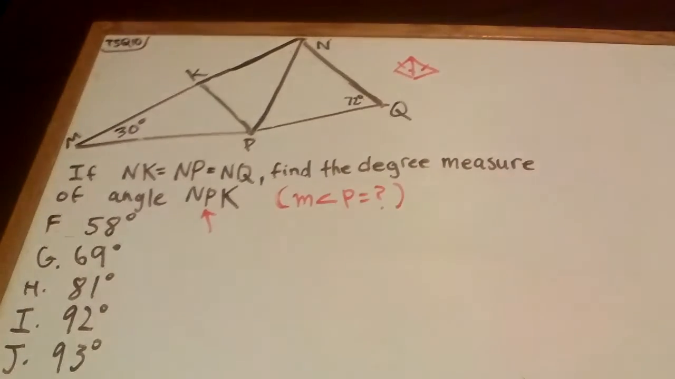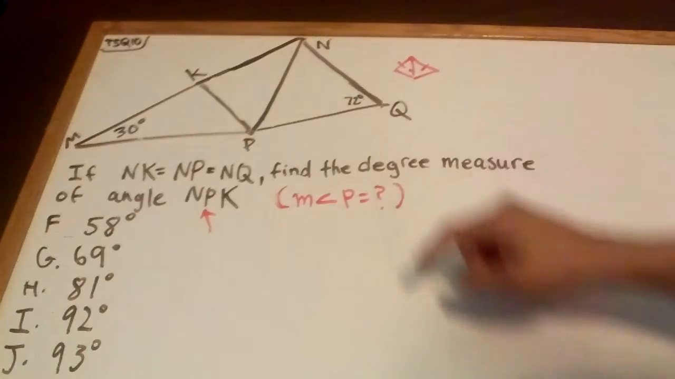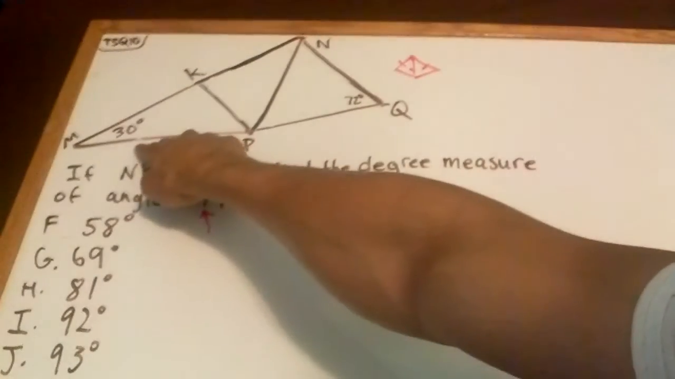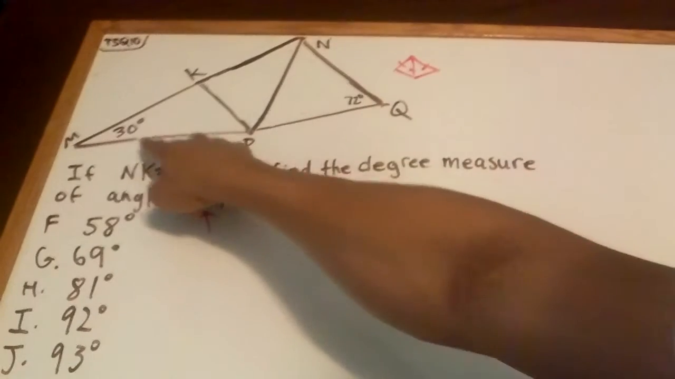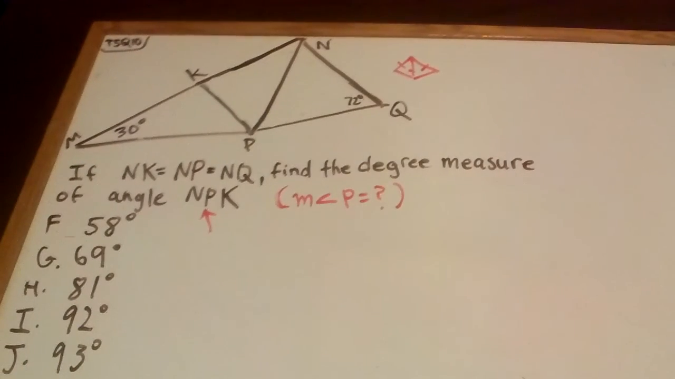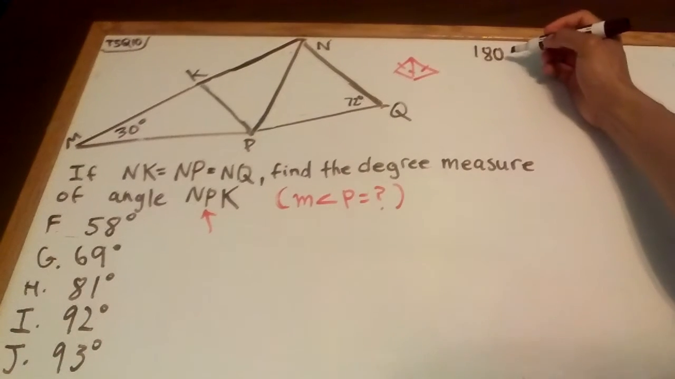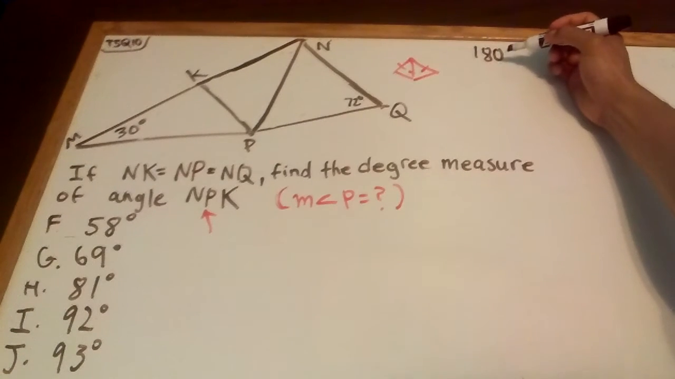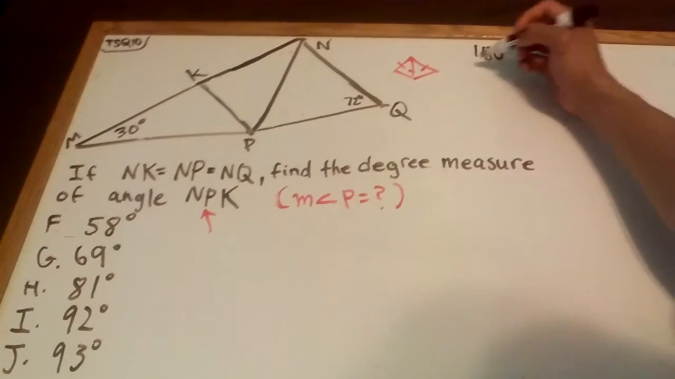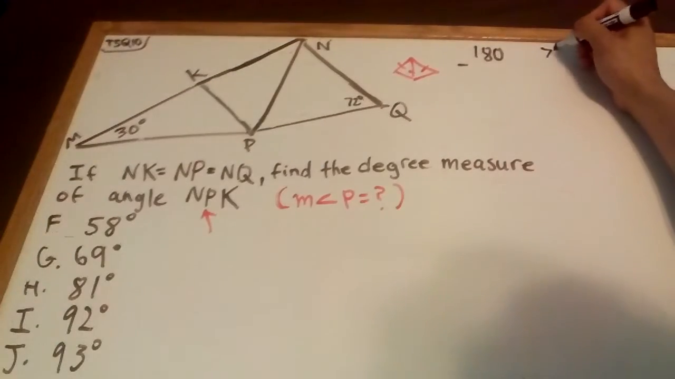But first, let's figure out what this one up here is, because we don't know the measure of this angle up here. We only know the measure of this angle and this angle, angle Q and angle M. But that's enough to figure out angle N. How? Like this. 180, which is always the sum of all the interior angles inside of a triangle, minus that plus that. So let's do that.